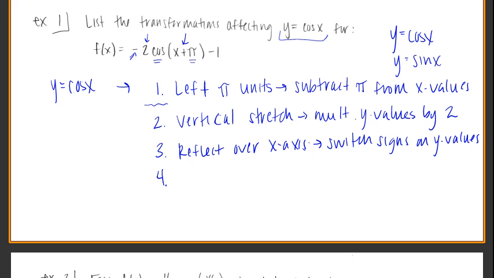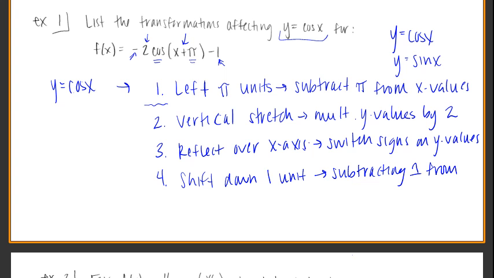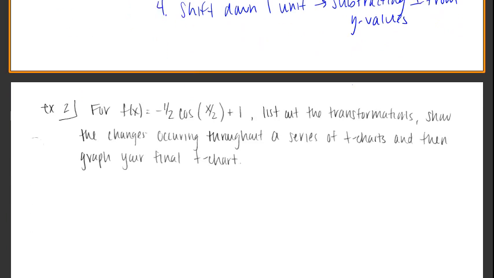And then the last thing that's outside our function, we're going to shift down 1 unit. So that means subtracting 1 from the y values. All right. And that's all that this first example wanted us to do, was just to get practice recognizing all the transformations that are listed when you're looking at one function. So let's go down to example 2.